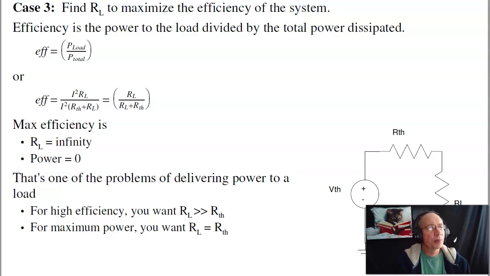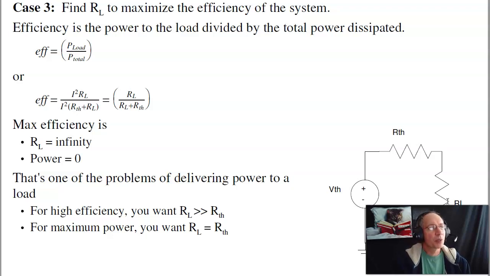Third problem. Instead of trying to maximize power, let's maximize efficiency. The efficiency is the power to the load divided by the total power dissipated. That's going to be the power to the load, I squared RL, divided by the total power, I squared times R Thevenin plus RL. The I squareds cancel, so I get RL over RL plus R Thevenin. The maximum is when RL equals infinity. There the efficiency is 1. Saying if I draw 0 current, if RL is infinity, I have maximum efficiency. There's 0 power to the load, but the efficiency is 100%.